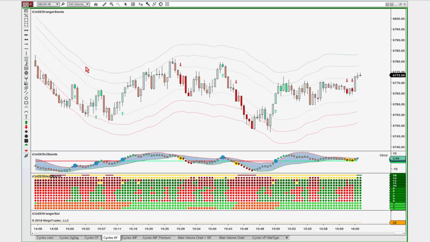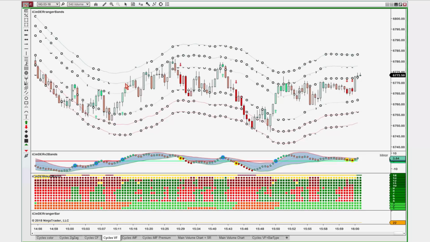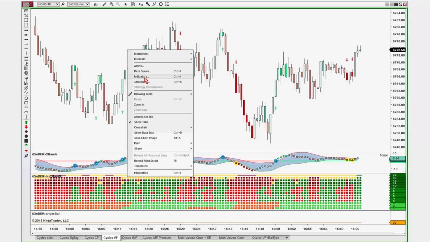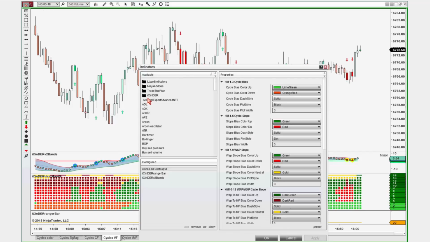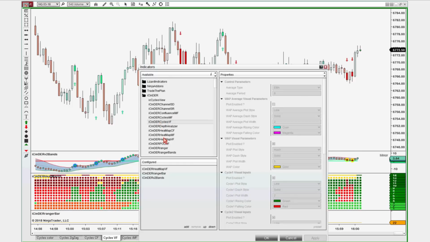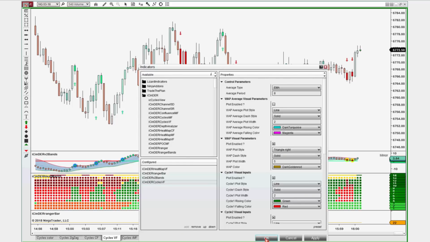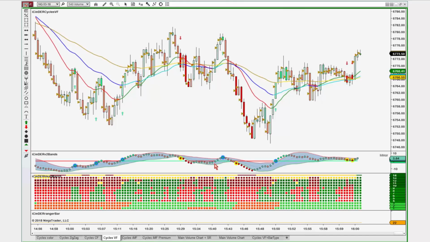And I'm going to put the cycles in here now. I'm going to take this one out. Let's basically remove that and then go in here, the indicators. And there's actually 24 indicators, by the way. So we're going to look at cycles, velocity, force. Cycles velocity force applies the original algorithm, and it looks at the weighted average price.